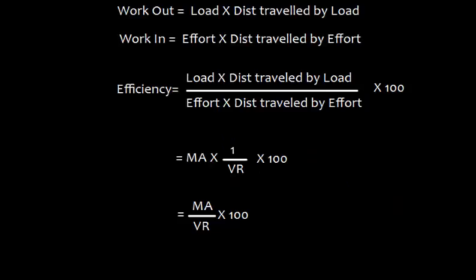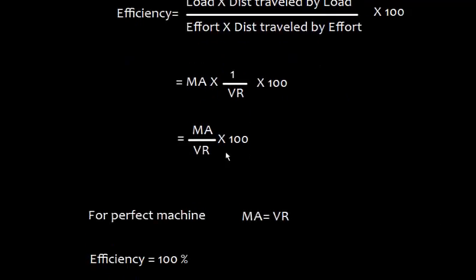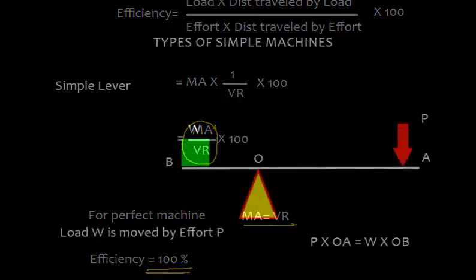Well, for a perfect machine, mechanical advantage should be equal to velocity ratio. So if this is equal to 1, efficiency will be 100%.